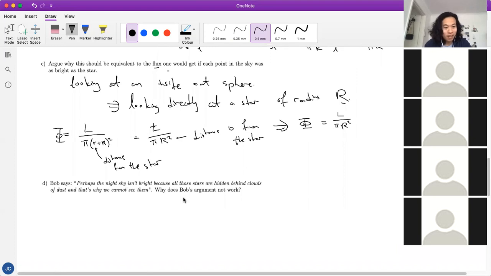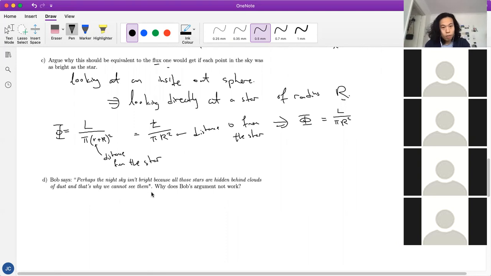Okay, so the next part. Bob says, perhaps the night sky isn't bright because all those stars are hidden behind clouds of dust, and that's why we cannot see them. Why does Bob's argument not work? So Bob's arguing that there's a lot of interstellar dust, and the dust is covering most of the luminosity, so we can't see the stars.